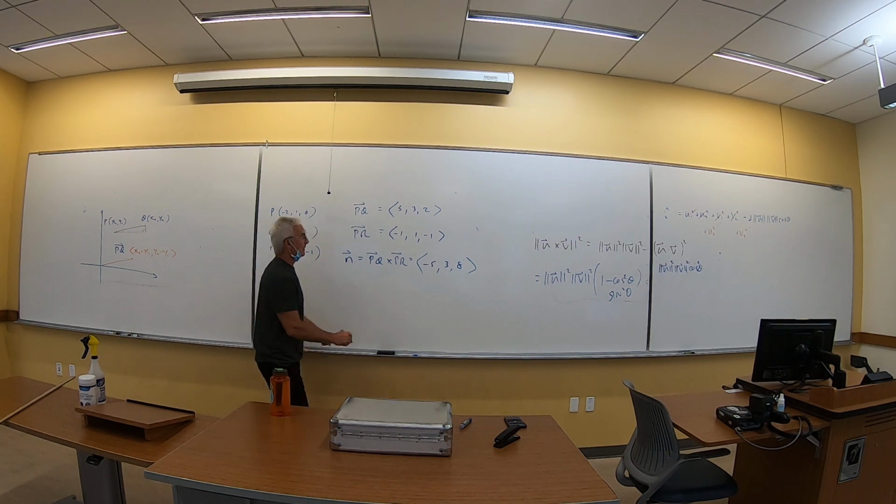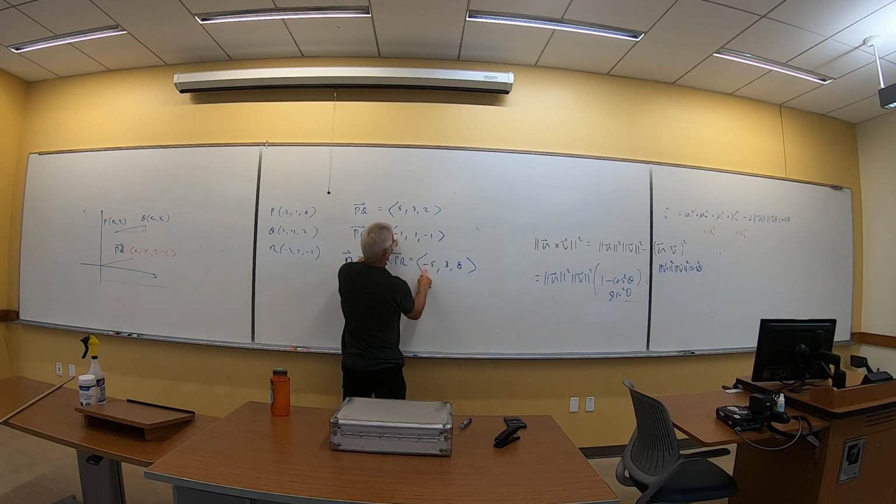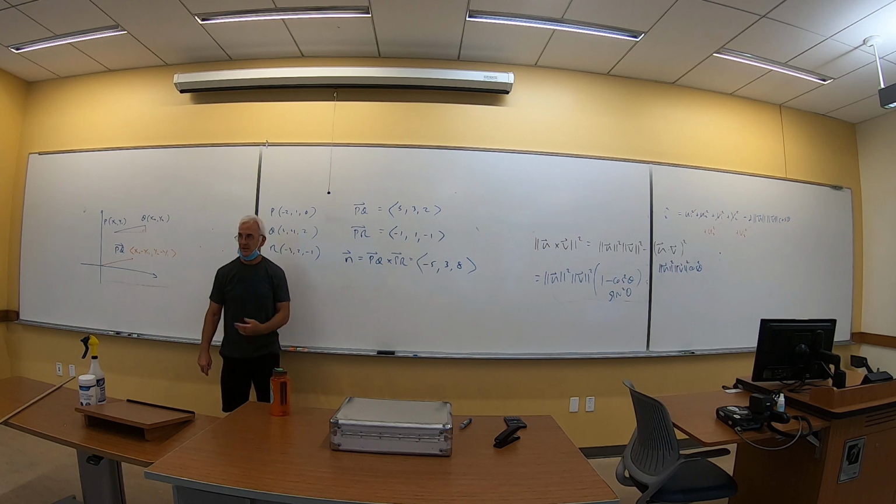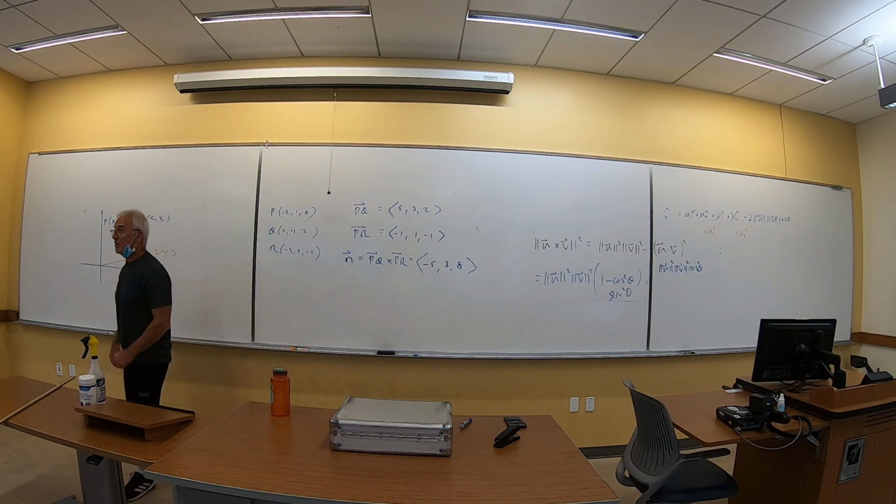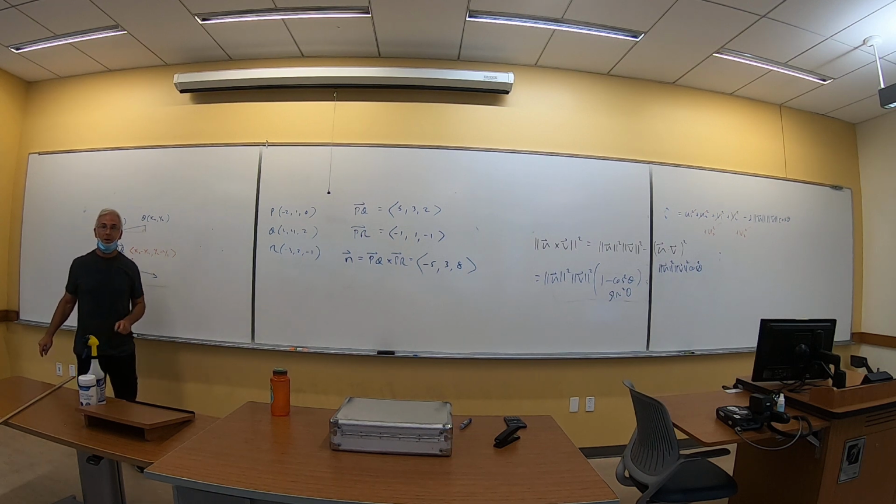Let's do a quick check. 5 plus 3 minus 8 is 0. Okay, good. That's how simple and fast the check should be. I have just found a vector that is orthogonal to the plane that these 3 points live on.